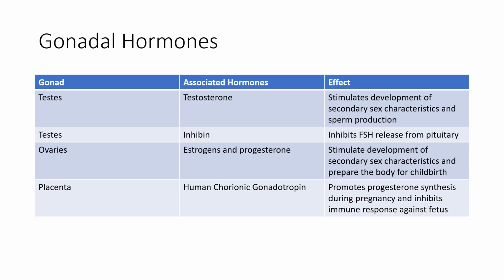We also have the gonadal hormones. The gonads are the testes and ovaries, which produce sex cells, sperm and ova, and secrete the gonadal hormones. The primary hormone produced by the testes is testosterone, and the primary hormone produced by the ovaries is estrogen. And then during the initial stages of pregnancy, an organ called the placenta develops within the uterus, which promotes progesterone synthesis during pregnancy and inhibits immune response against the fetus.